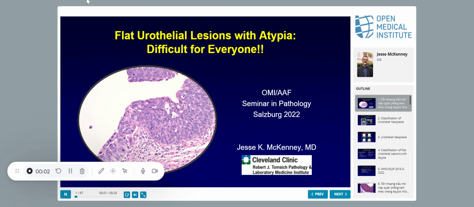So we're going to talk about flat urothelial lesions with atypia, which, as I've talked to a couple of you, I think is one of the more difficult things in all of surgical pathology that you could possibly do. So what I'll just tell you is my approach to doing it, and I hope you find it helpful.